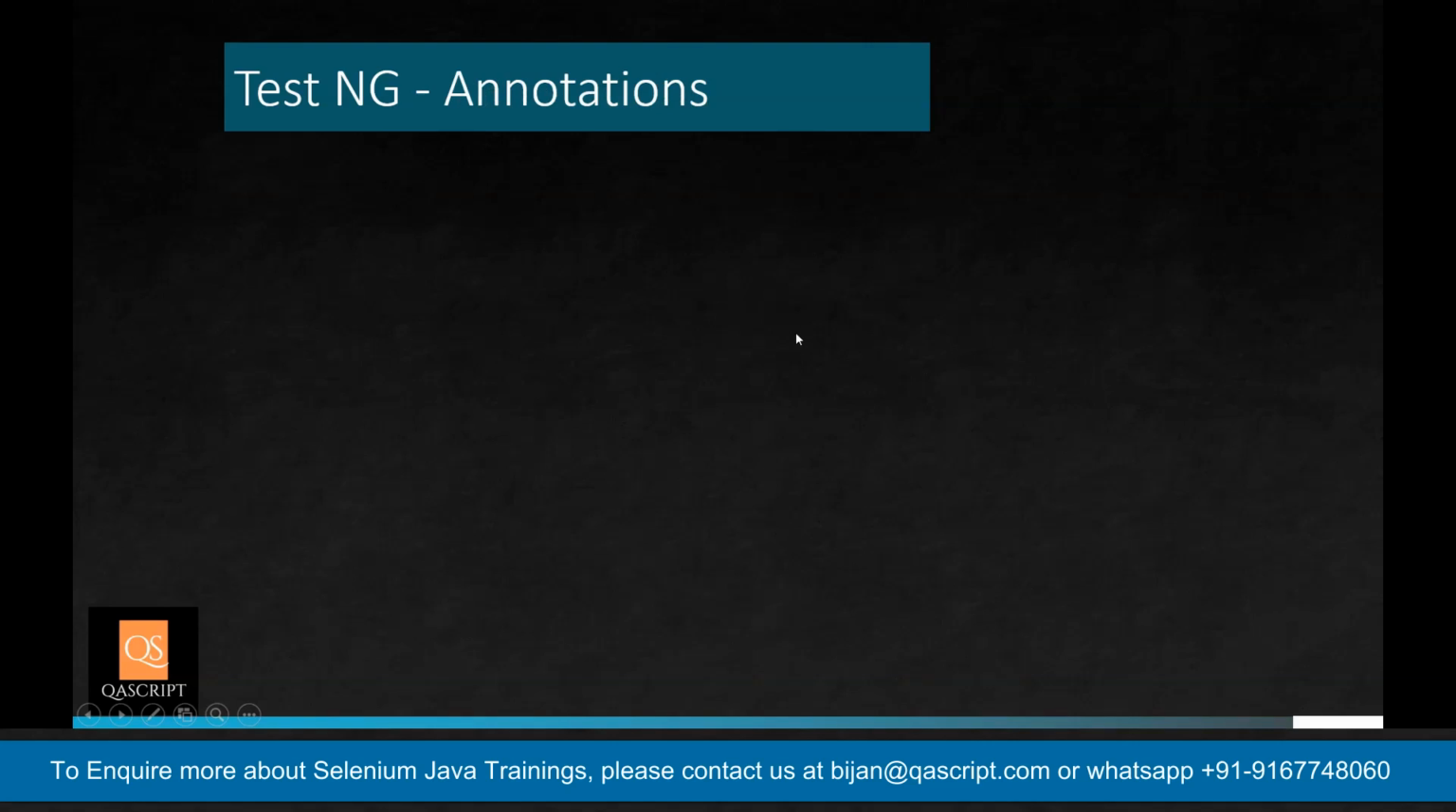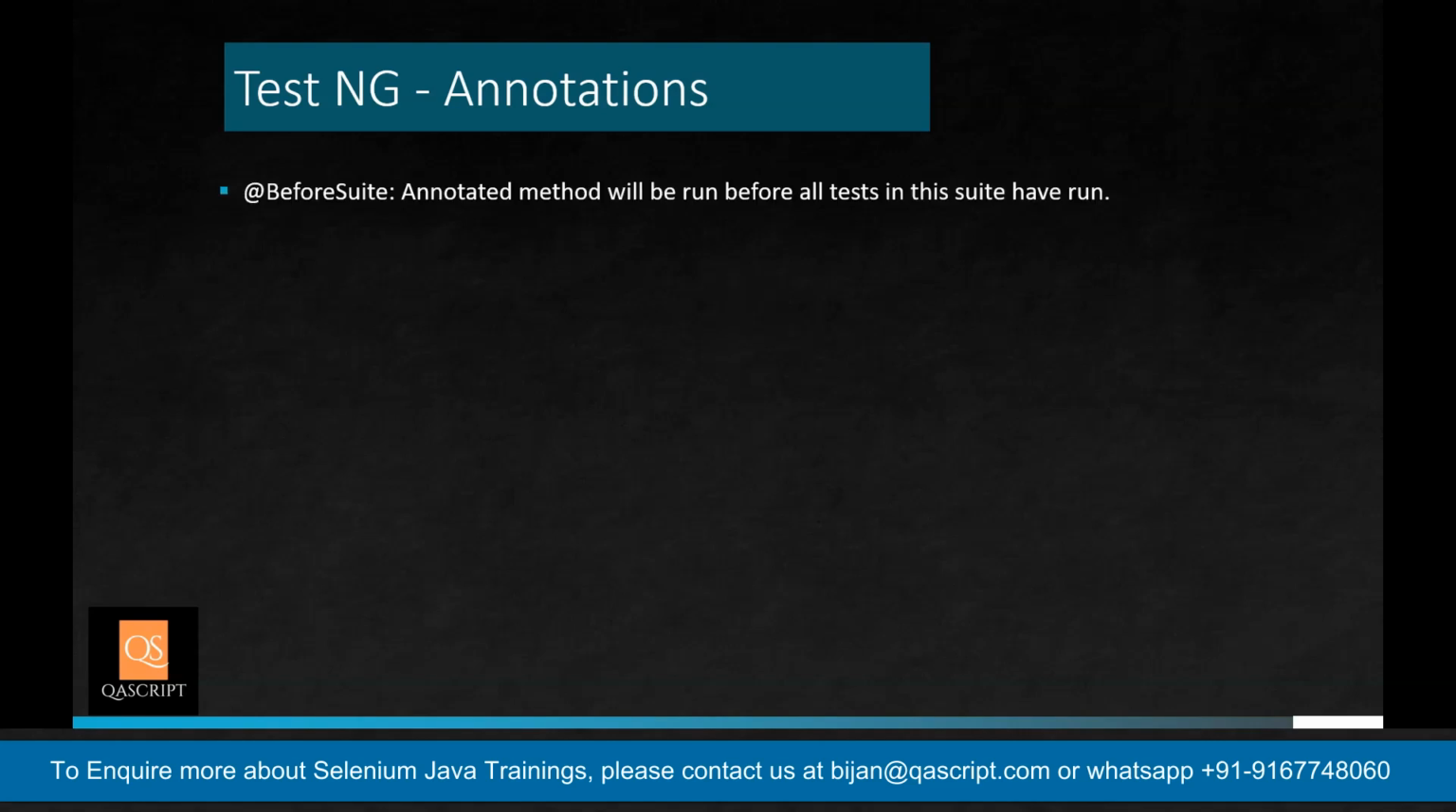So coming to the most important part of any test framework, which is annotations. Okay, so we have seen annotations like @Before, @After, @Test in JUnit, right? Through which we can organize our tests inside a framework. Similarly, TestNG has annotations through which you can organize your tests. Okay, so there are a number of different annotations, and some of them are listed here.